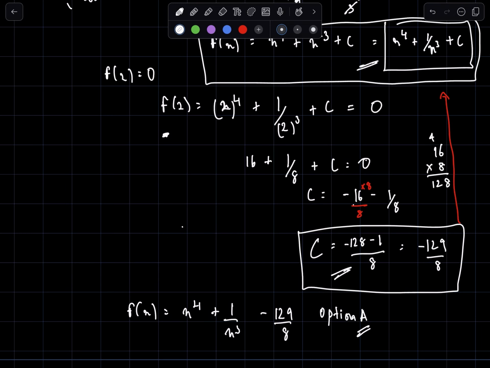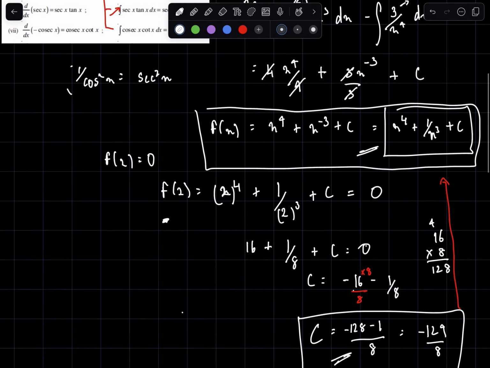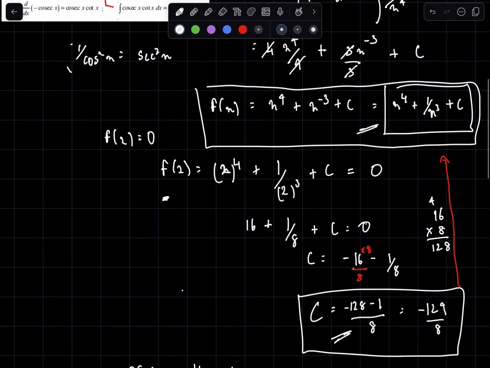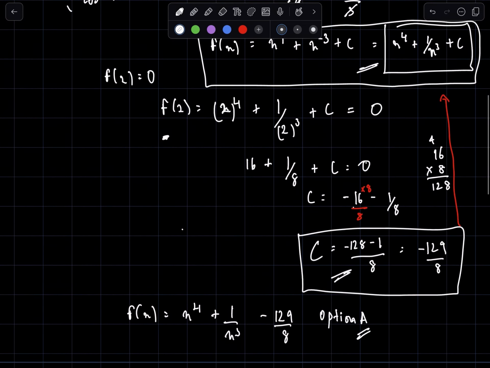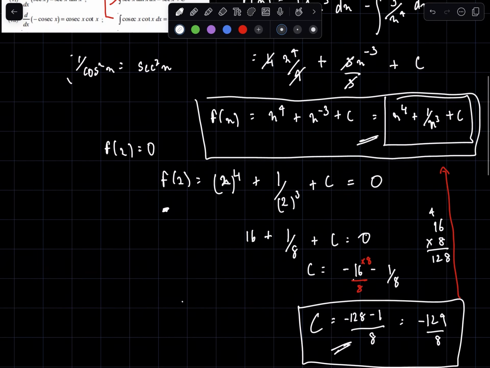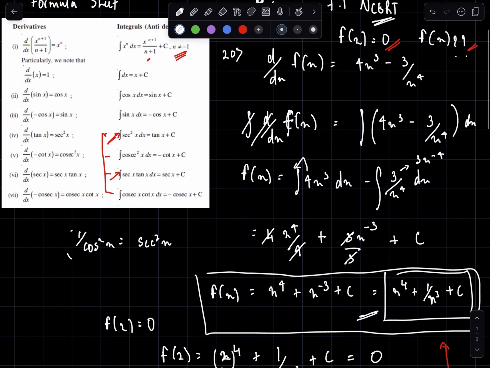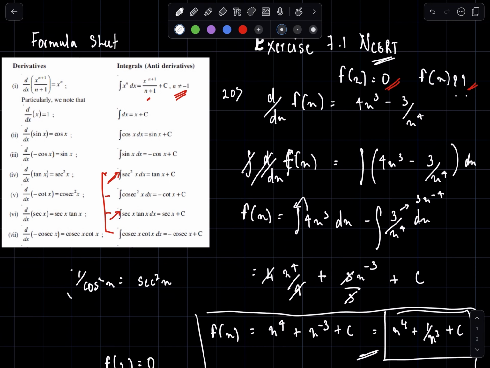So did I make a mistake anyway? No, I didn't. So this is correct, option A. Alright, so that was exercise 7.1.